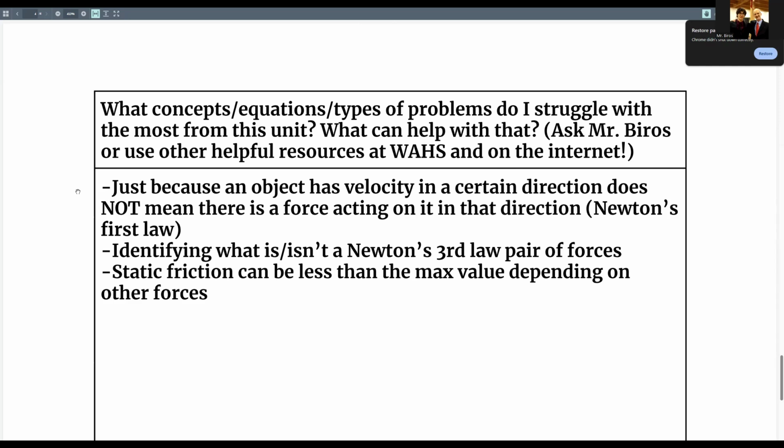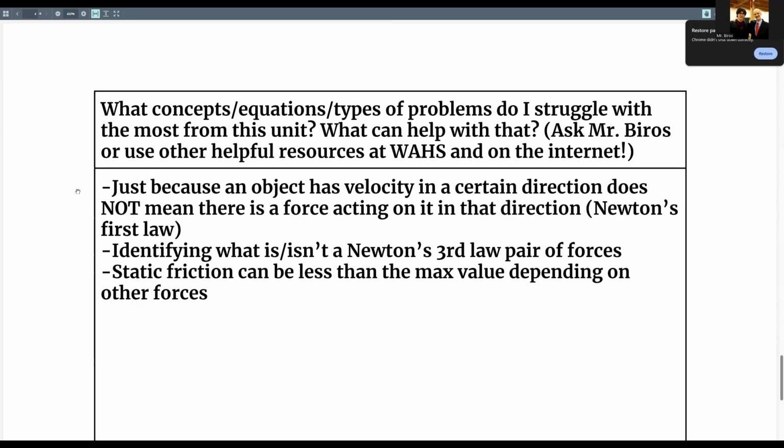What would be a third law pair is like the Earth pulls on your shoe and your shoe pulls back on the Earth. That is a third law pair. But if you set your shoe on the floor and gravity pulls on your shoe, and then the floor also pushes on your shoe with normal force, that is not a third law pair. It's two objects pushing on each other.